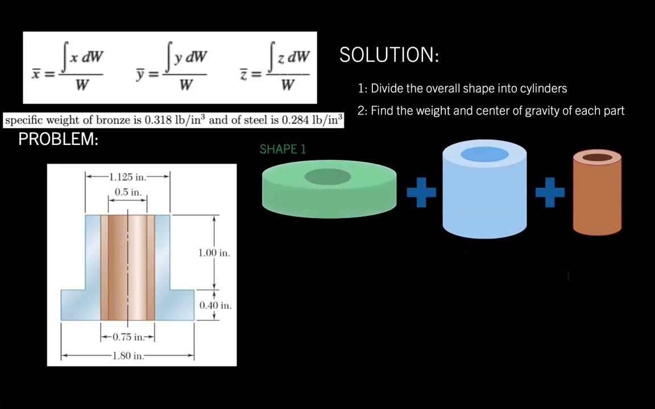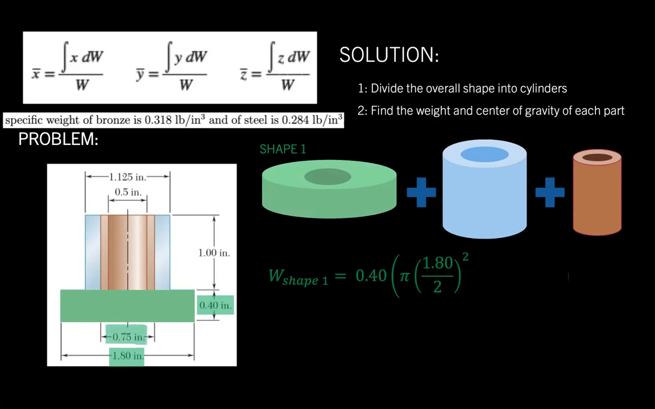For shape 1, that will correspond to this part on the picture. The weight of that shape is equal to the height of that cylinder, which is 0.40 inches, times the radius of that cylinder, which is 1.80 divided by 2, squared, times pi, because pi r squared is the area, and then the area of the cylinder times its height 0.40 gives us the volume of the cylinder.